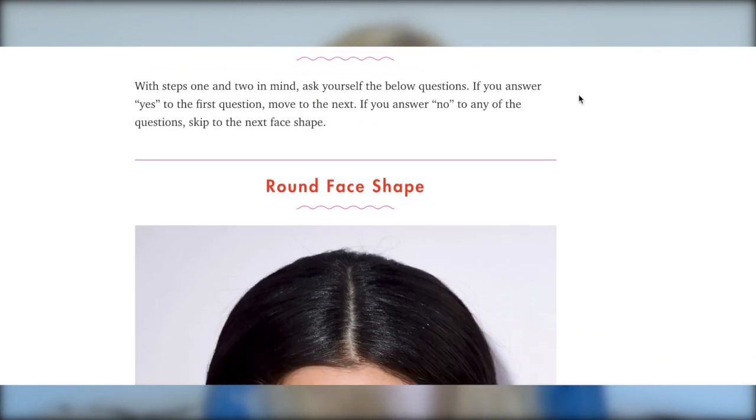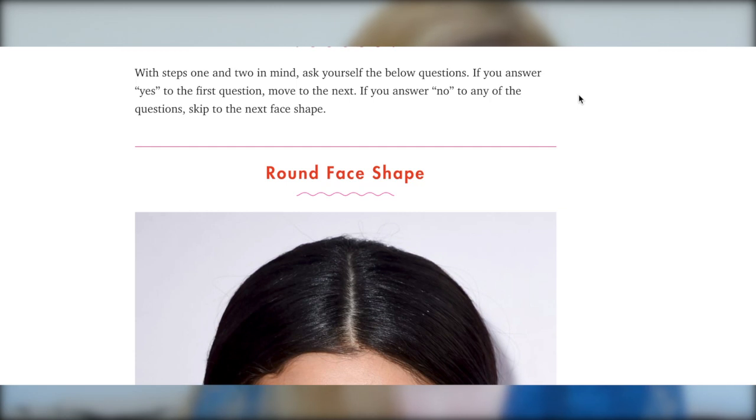So this is where it gets interesting. With steps 1 and 2 in mind, ask yourself the below question. If you answer yes to the first question, move to the next. If you answer no to any of the questions, skip to the next face shape. If I answer no to any of them, I have to skip that face shape and go on to the next one. So that's how it works.